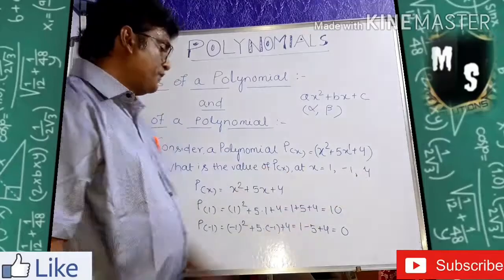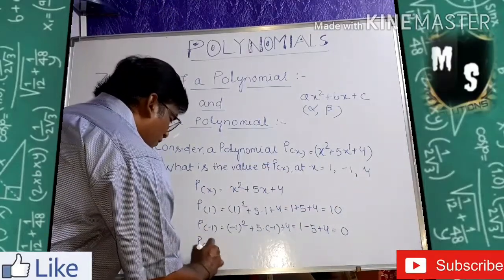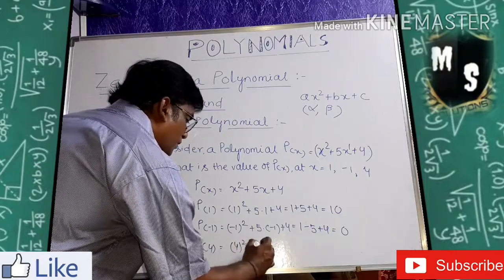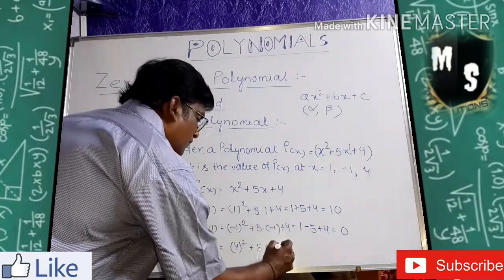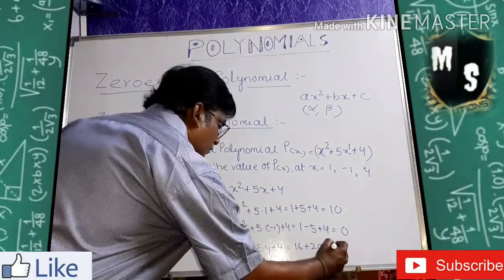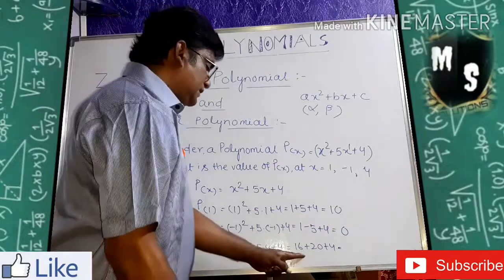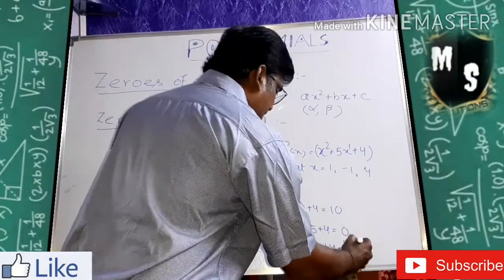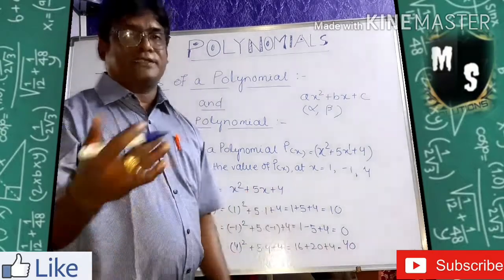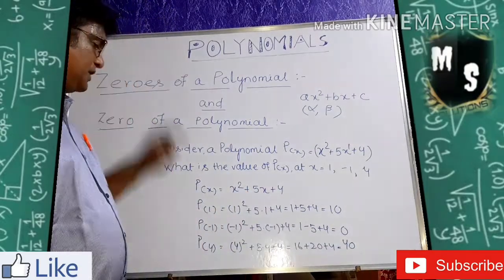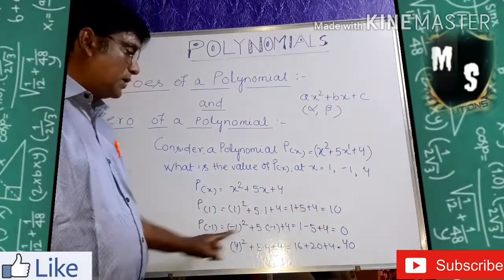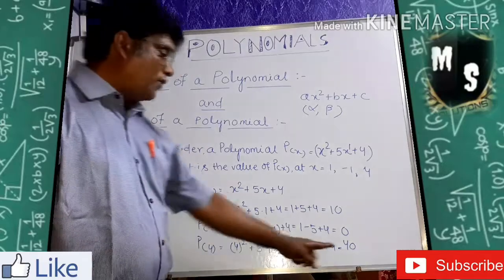Similarly, put 4. Then what are you getting? P of 4 is equal to 4 square plus 5 into 4 plus 4. That is equal to 16 plus 20 plus 4. That is equal to 40. So now when I put 4, I got 40 as my next solution. Clear? So these are the different solutions I got. 1, 10, minus 1, 0, 4, 40.